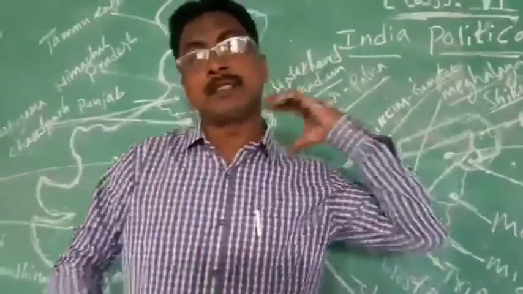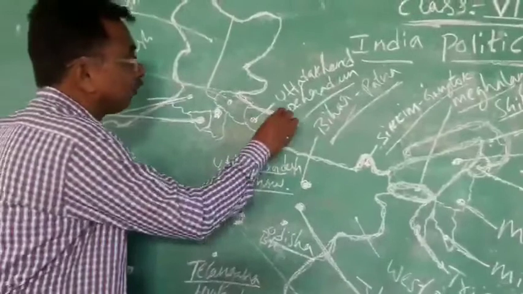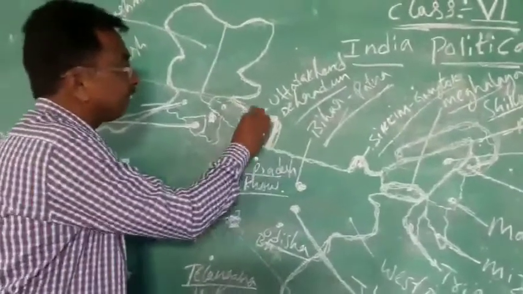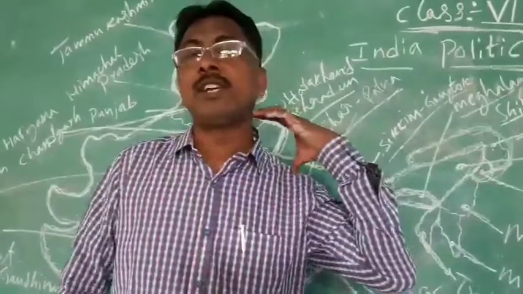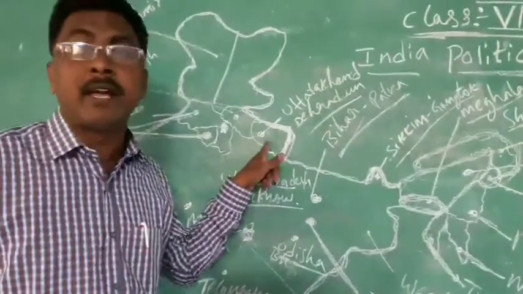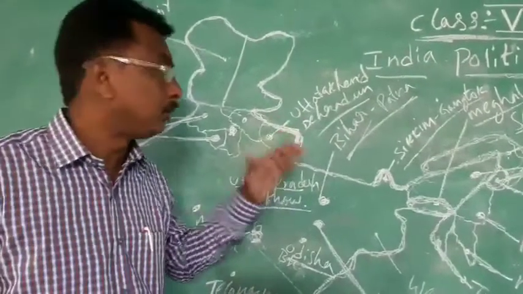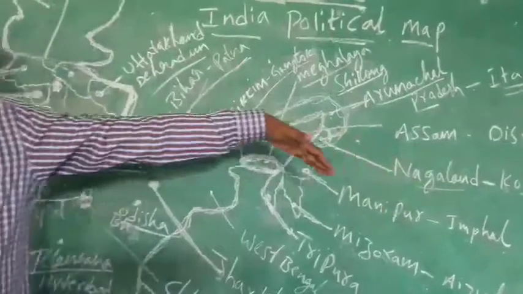And here it is like this. You see the shape. Don't forget this one. The shape. Wherever the shape is there, that is Uttarakhand. Uttarakhand, you keep like this. The shape will be like this. So here Uttarakhand, Dehradun capital, and now you see like this.